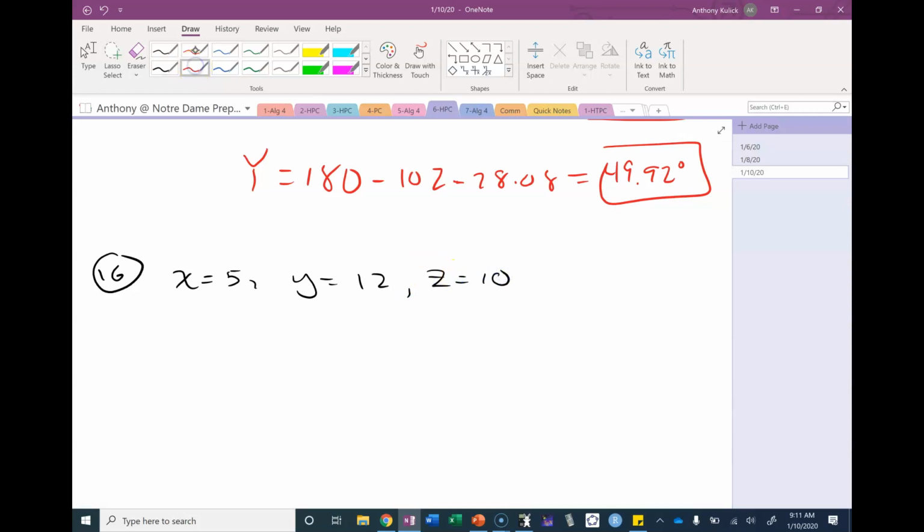Okay, so first thing I want to identify is what situation this is. This is a side side side situation. I can tell because I'm given three sides. So before I go and try to solve this, I want to check quickly that this is a triangle. So since the sum of the legs is greater than the hypotenuse, I know this triangle exists, so I know there's an answer. So let's go ahead and find that answer. When solving a side side side situation, I want to find the biggest angle first. So that's going to be solving for angle y.